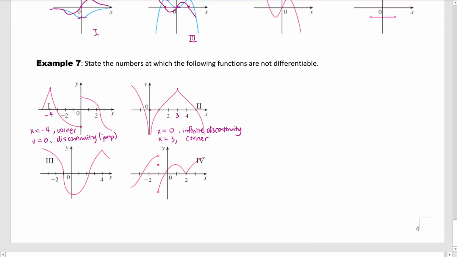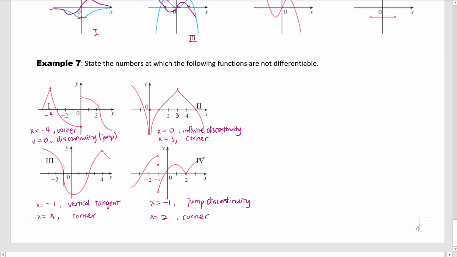So far, so good, everybody. And let's continue. Well, here, you see here, I have a vertical tangent. So x equals -1, we have a vertical tangent. And here, when x equals 4, we have a corner. So far, so good, everybody. And then here, when x equals -1, we have a jump discontinuity. Okay, and when x equals 2, we have a corner.